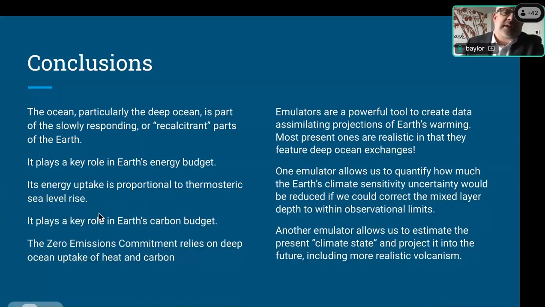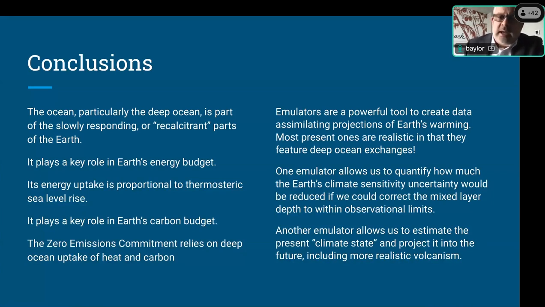So the ocean, particularly the deep ocean, is really part of the slowly responding or recalcitrant parts of the Earth system. It plays a key role in the energy budget, ocean heat content uptake. The energy uptake is proportional to the thermosteric sea level rise, so you have a different observational constraint through sea level. It plays a key role in Earth's carbon budget as well. There's carbon uptake, which I haven't talked much about except for pointing out the ZEC consequences of that.